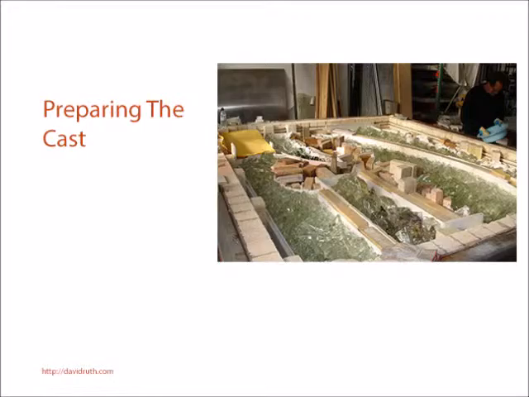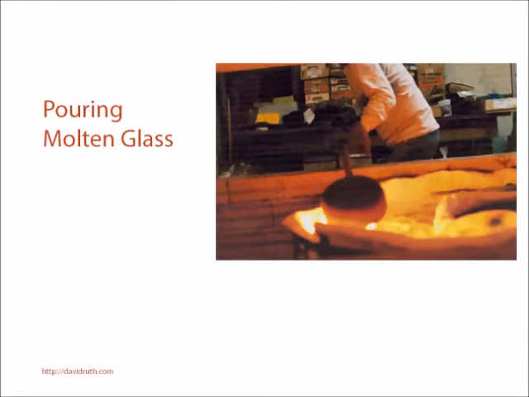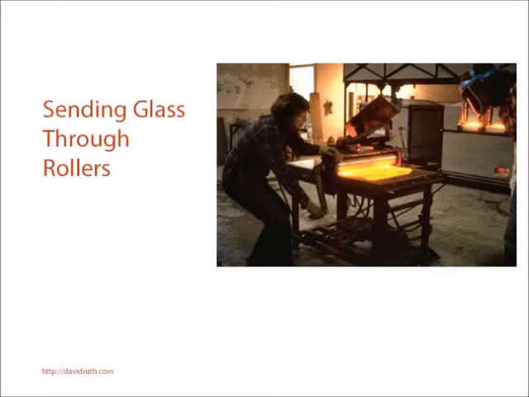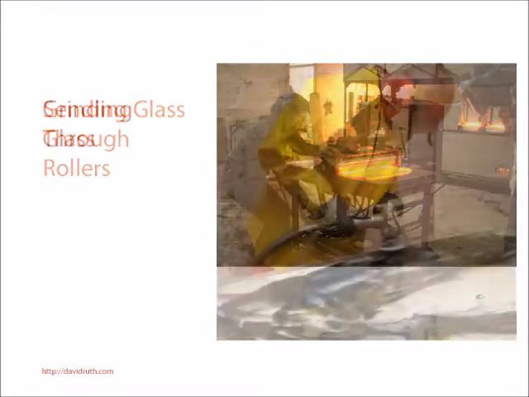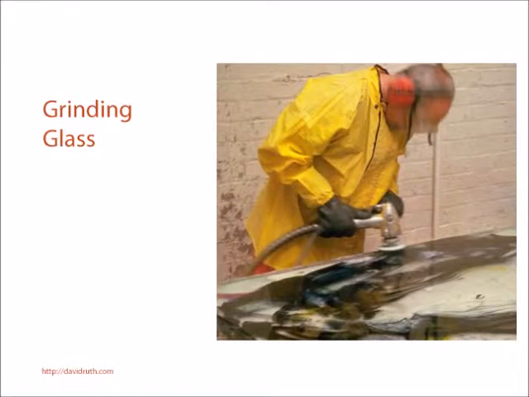Preparing the cast. This step is the most time-consuming of all steps. Here, the detail of surface texture, angles, and other components are prepared prior to pouring molten glass. Pouring the molten glass into the cast. Sending smaller pieces of glass through the rollers. Grinding the glass to remove rough edges. This process is done by hand.